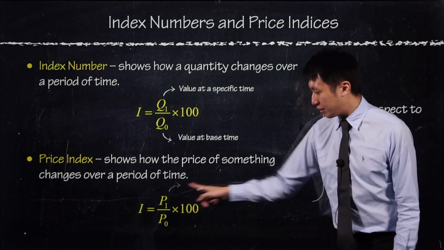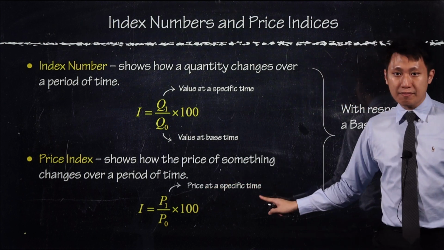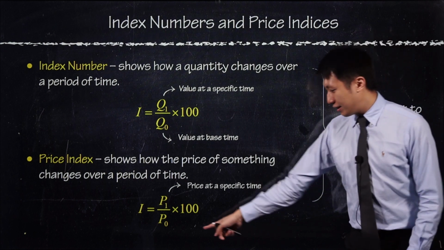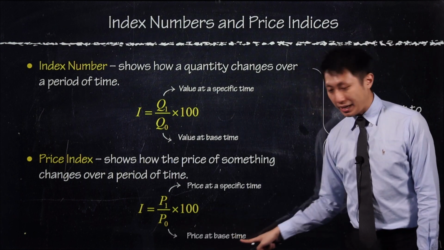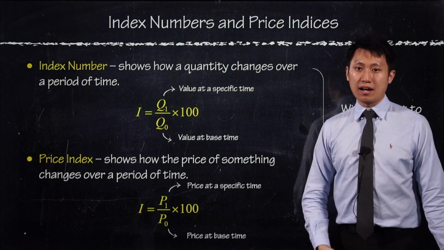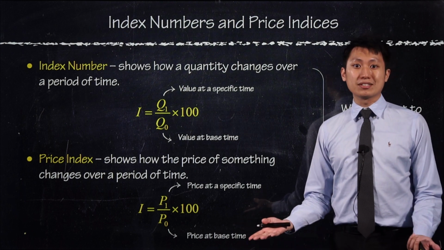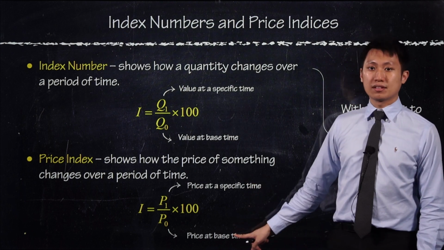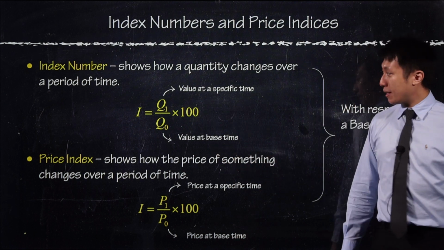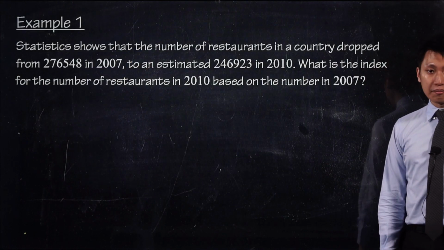So again, this one will be price at a specific time, let's say 2010. Let's say the base year here is the year 2000. Okay, 2010, 2000. Let's say something like this. All right, so let me show you an example here.